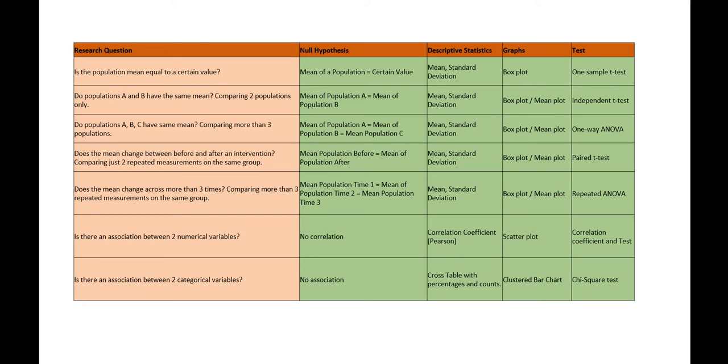So what we did is the first row at the moment. The research question is: is the population mean equal to a certain value? The null hypothesis in that case is that the mean of a population is equal to a certain value, what we call the hypothesized value. The mean of the population, remember, is the Greek letter mu, okay? So the descriptive statistics that we use are in general the mean and the standard deviation, but you can add others. The essentials that you should use are the mean and the standard deviation. The graph that you should use is the box plot. We will see that in the next video about descriptive statistics.